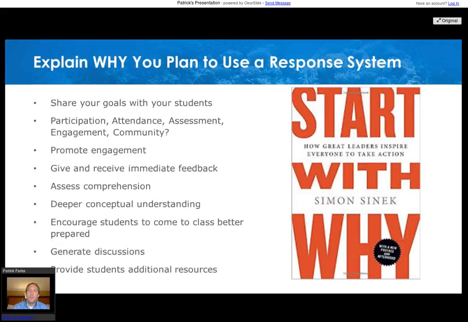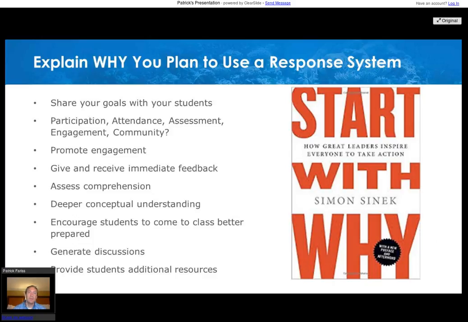Let's start with why. The first thing that we want to do is explain why we want to use a response system in our classes. We need to explain that to students. I'm a big fan of Simon Sinek. He's written a book called Start With Why. And he talks about great leaders don't just talk about the how or the what. They talk about the why. And if we can explain the why to students, why we're doing something, we're doing this to help them, to make things more efficient, more engaging, more effective for them so that they can learn and they can participate. We'll get buy-in from our students if we start with why.